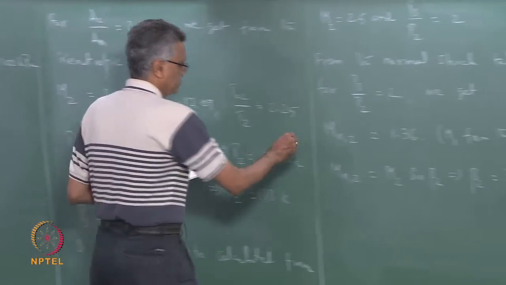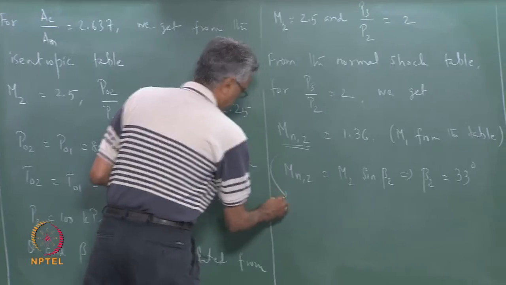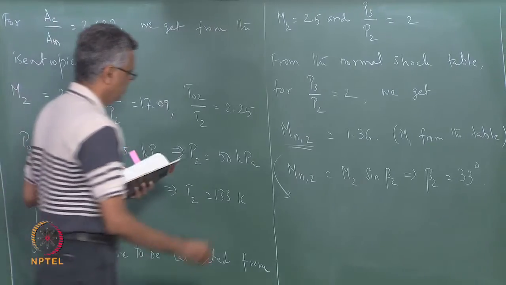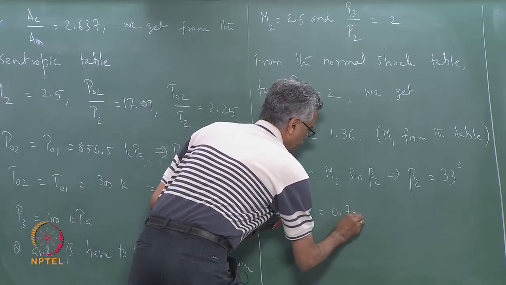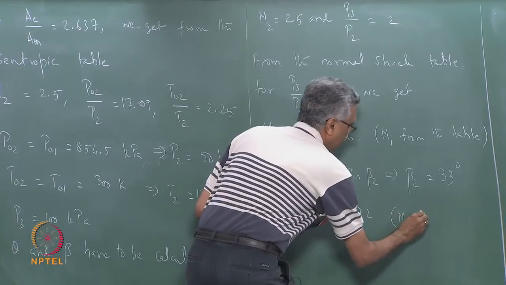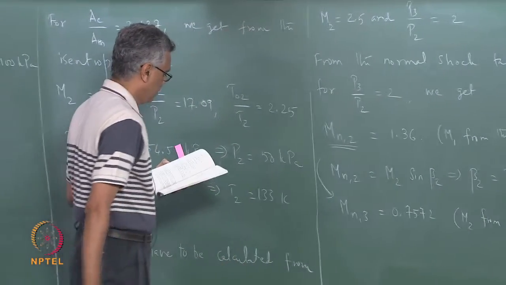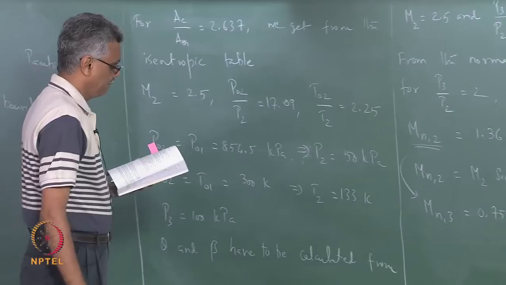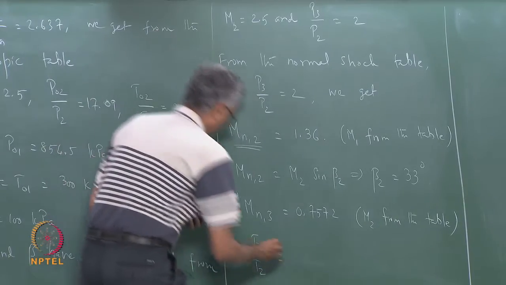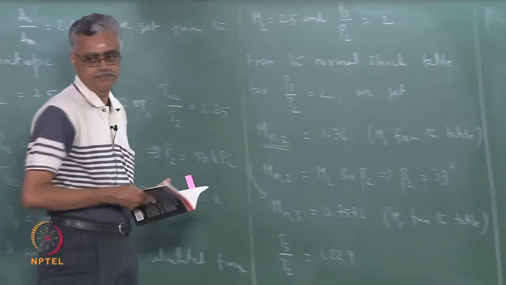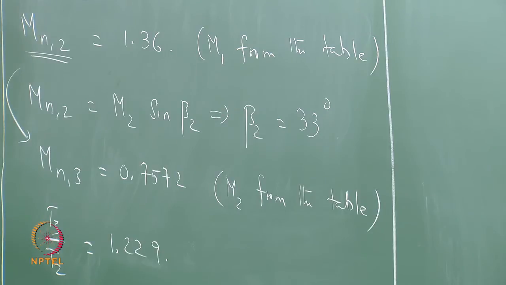In addition, we are also allowed to retrieve from the normal shock table other quantities, which are MN3 equal to 0.7572. This will be labeled M2 from the table, right? And we are allowed to retrieve the ratio of static temperatures T3 over T2 equal to 1.229. So these are the quantities that we are allowed to retrieve from the tables.